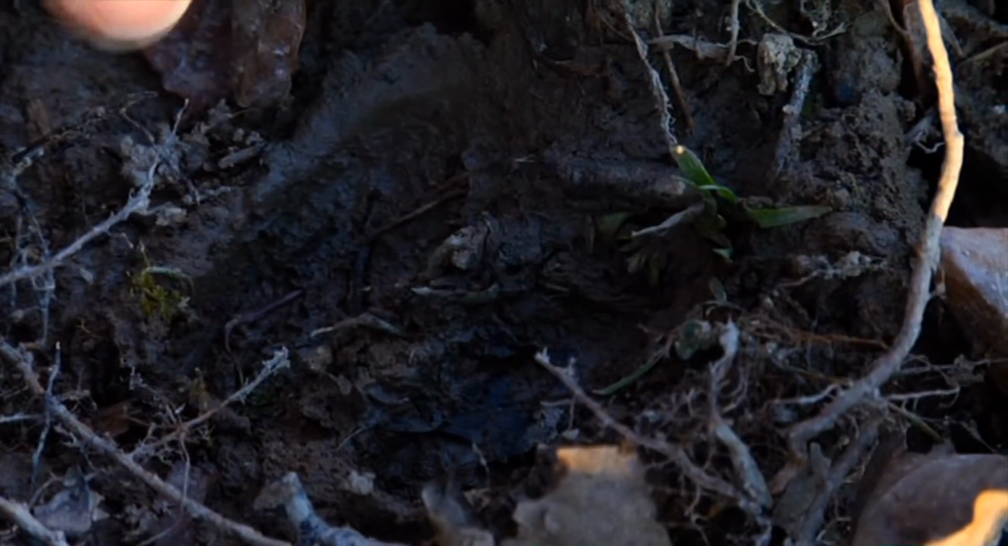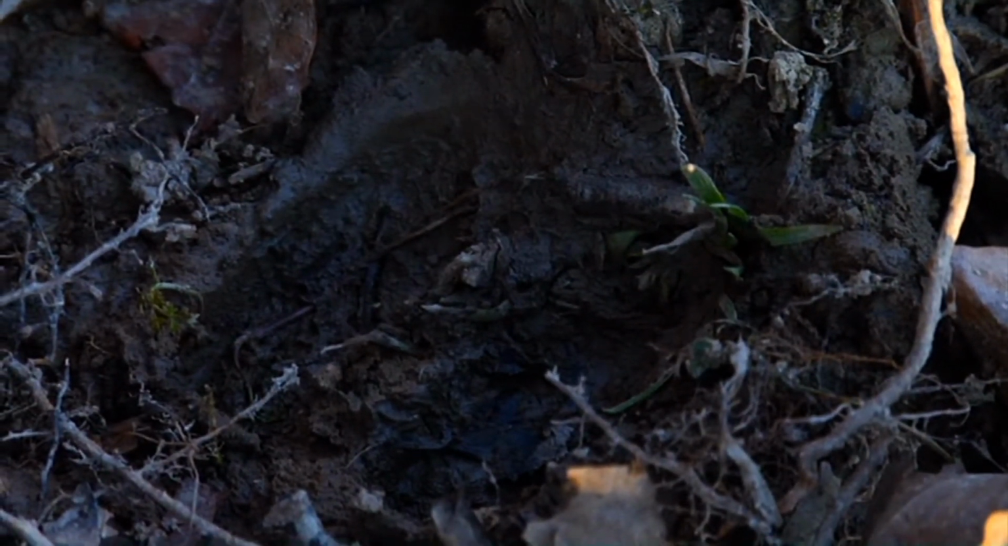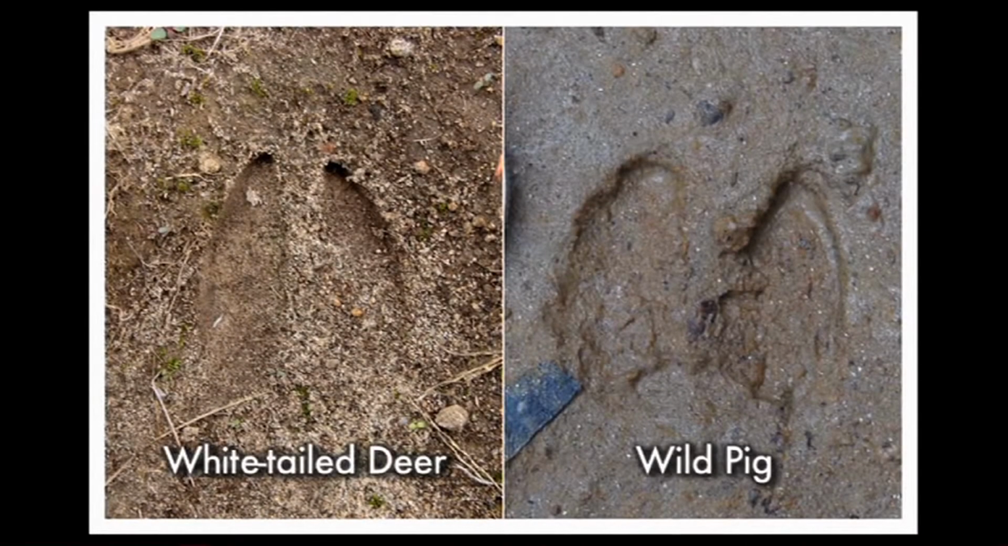Oftentimes, people mistake wild pig tracks for deer tracks and vice versa. Pig tracks are more rounded at the tips of the hooves and have more widely spread dew claws.